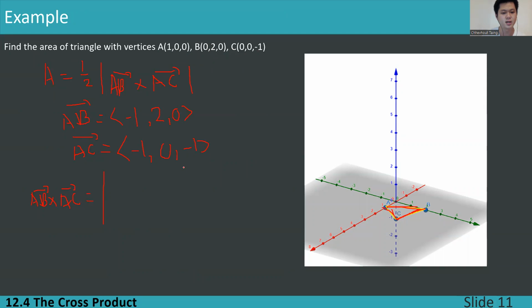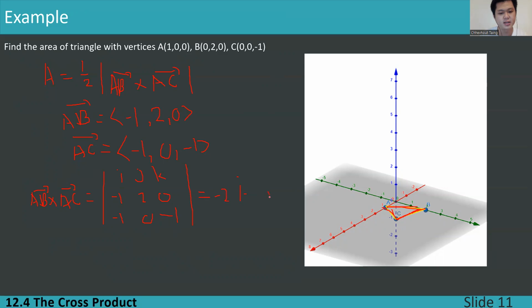And you have the 3 by 3 determinant with i, j, and k. The second row would be the xyz components of vector AB, so minus 1, 2, 0. The third row would be the xyz components of AC, so it's minus 1, 0, minus 1. Now we have to calculate AB cross AC. To calculate it, you cross out the first row and first column, and you are left with these 4. So ad is minus 2 minus 0 times 0, so it's just minus 2.